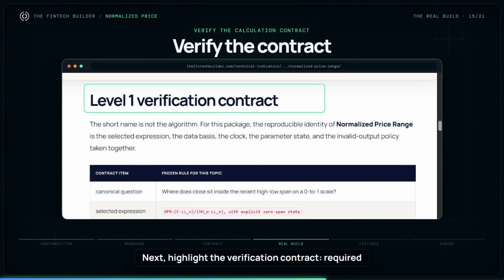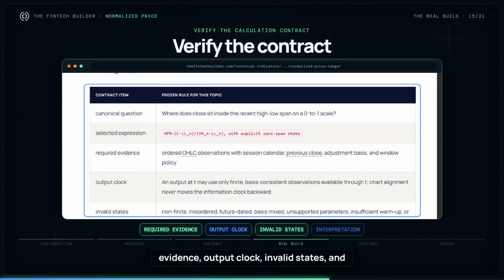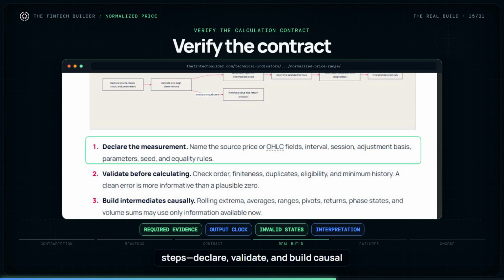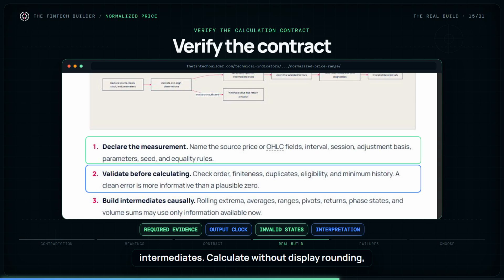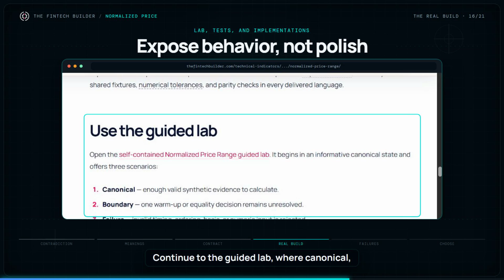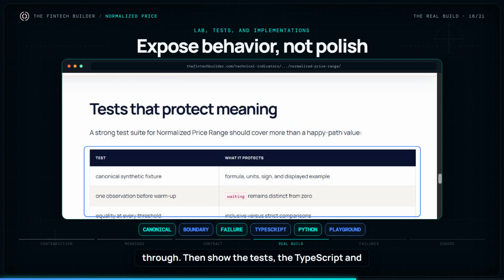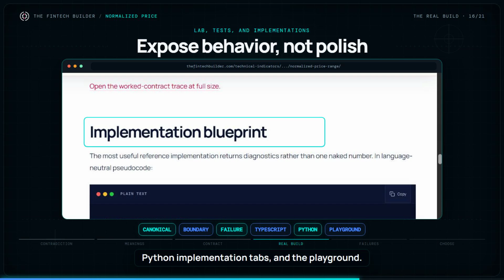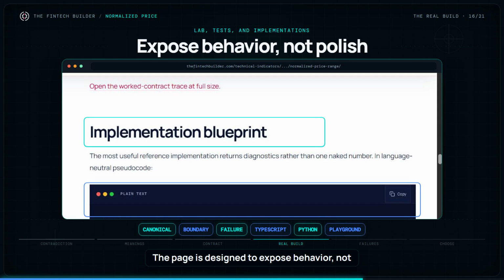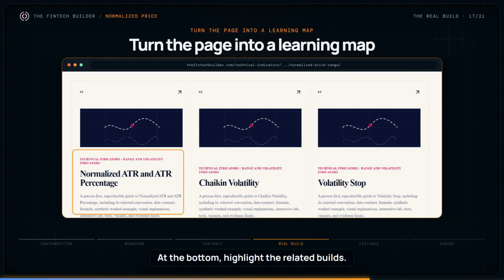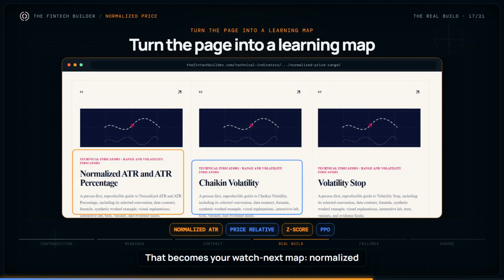Next, highlight the verification contract, required evidence, output clock, invalid states, and interpretation boundary. Then show the calculation steps, declare, validate, and build causal intermediates. Calculate without display rounding, emit diagnostics, and interpret the measurement rather than inventing a story. Continue to the guided lab, where canonical, boundary, and failure scenarios can be stepped through. Then show the tests, the TypeScript and Python implementation tabs, and the playground. The page is designed to expose behavior, not hide it behind one polished chart. At the bottom, highlight the related builds. That becomes your watch next map.